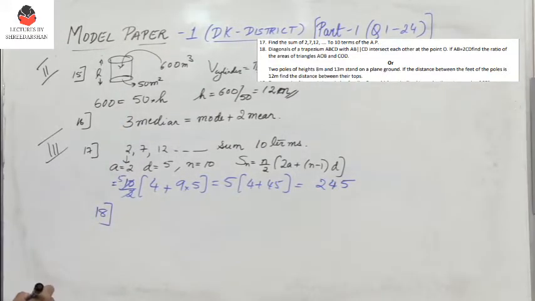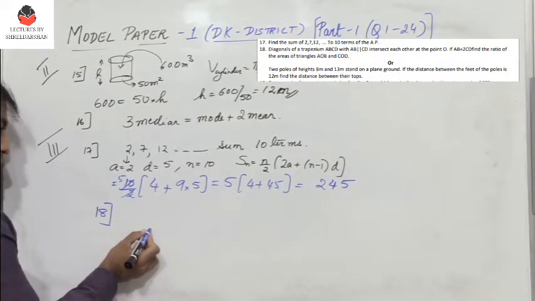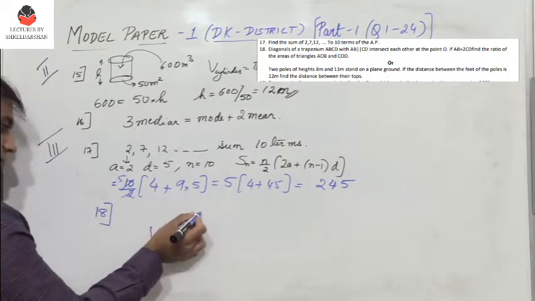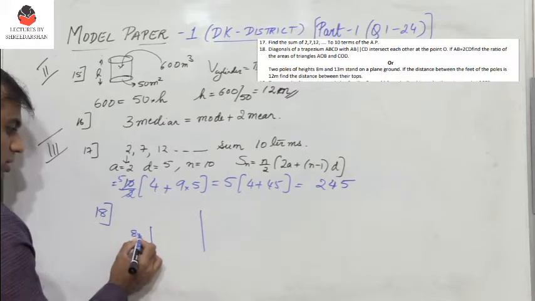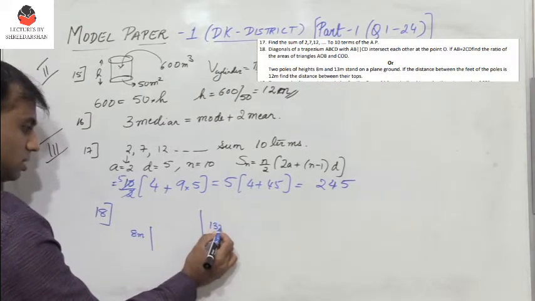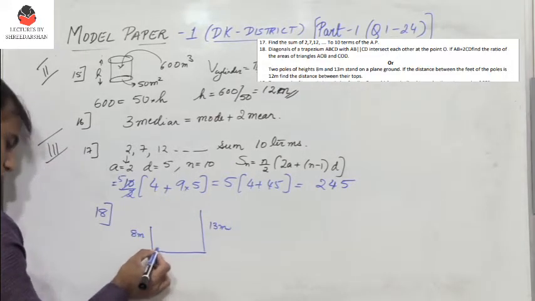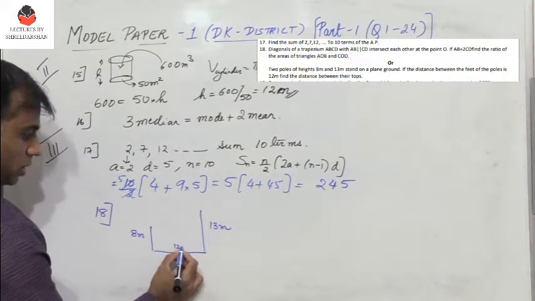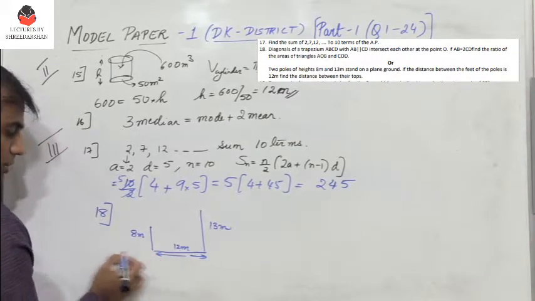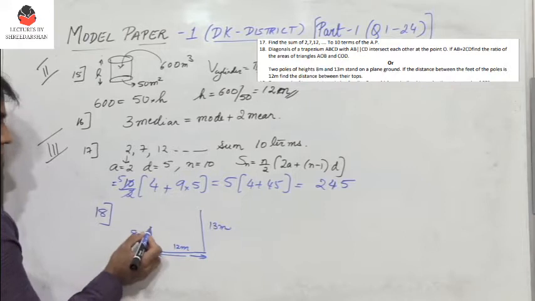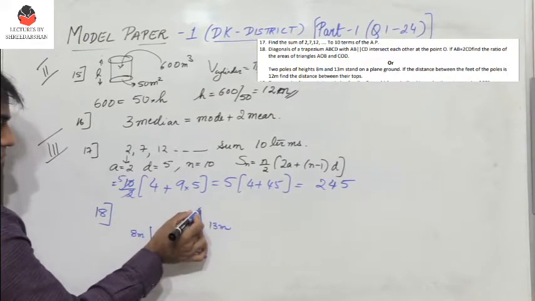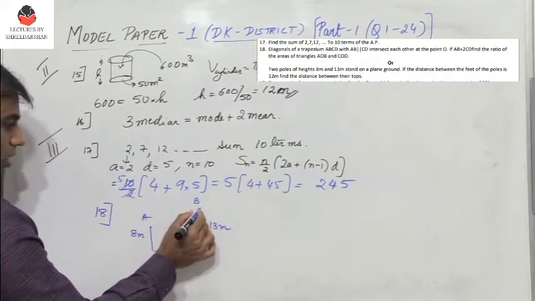So the 18th one has an internal choice. I'll skip the first one because it is more or less a proof. The next one: 2 poles of height 8 meters and 13 meters. This pole height is 8 meters, this is 13 meters. They are separated by a distance of 12 meters. We need to find the distance between the 2 tops. So if this is A and B, I need to find AB.